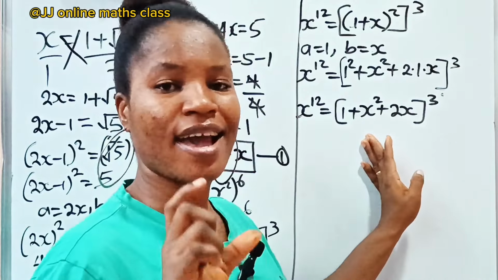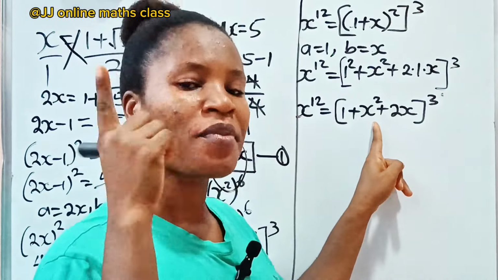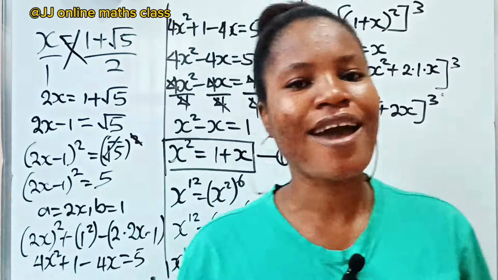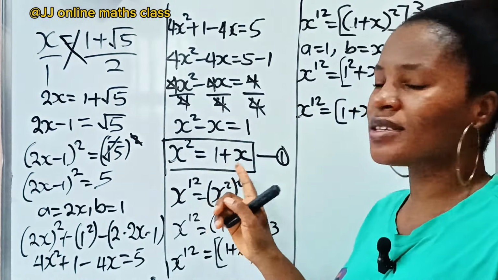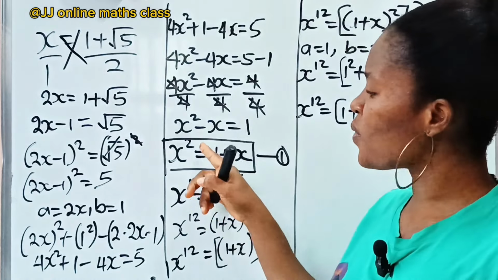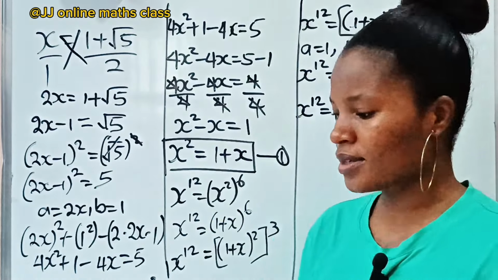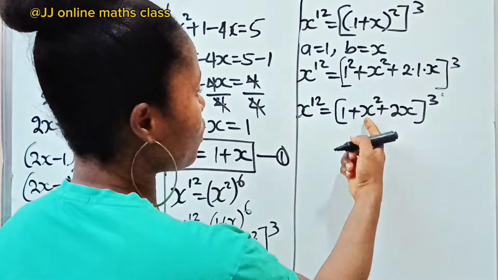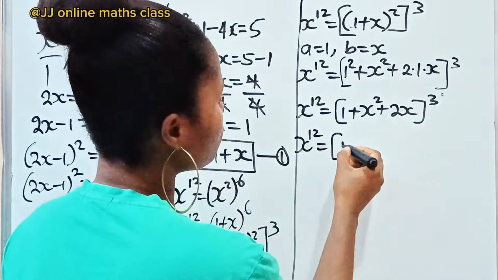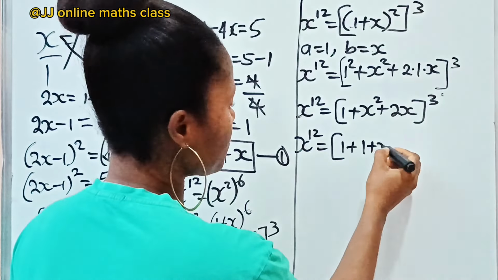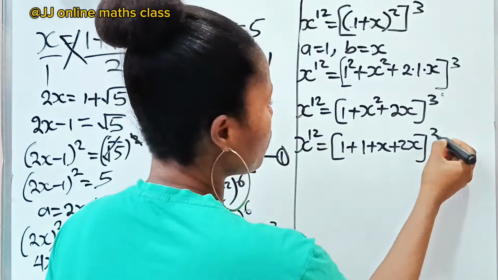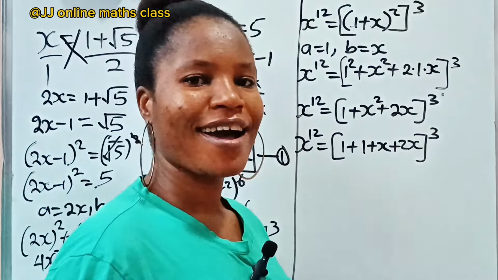Remember what I said, that the essence is to get x squared, right? Now, having gotten x squared, remember our lovely equation that x squared is equal to 1 plus x. So we are going to substitute that here. So we have x to the power of 12 is equal to 1 plus what? 1 plus x, plus 2x, all to the power of 3.